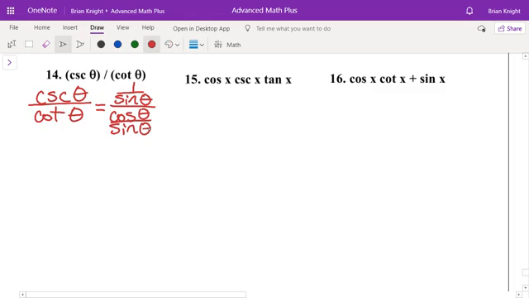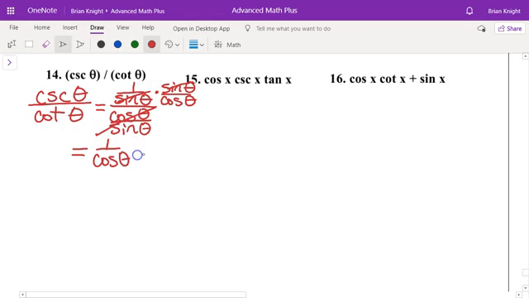How do you divide 2 fractions? You multiply by the reciprocal. So what would be the reciprocal of cosine over sine? Sine theta over cosine theta. The bottoms will cancel totally. And on top, sine and the sine do what? They cancel. And you're left with 1 over cosine of theta.